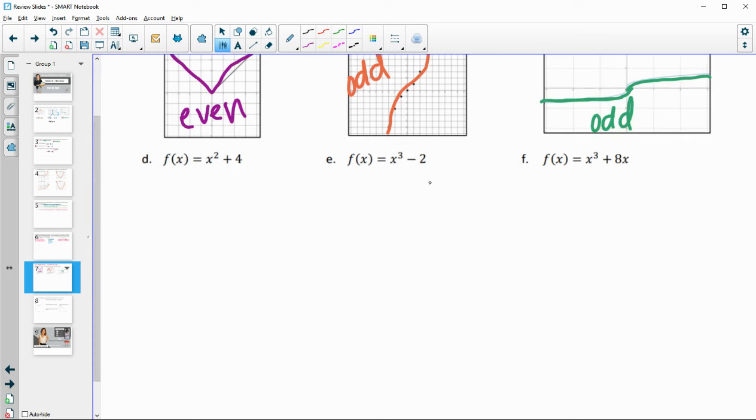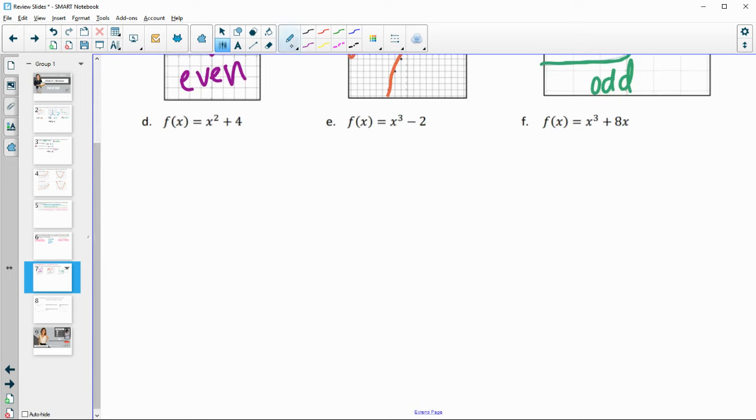Now, when you're looking at an equation, even and odd becomes a little bit different. I'm just going to write it down in the corner here. If f of x equals f of negative x, then it's even. What we're going to do is plug in a negative x, and if we get the exact same function back, then it's even. So equal, even.